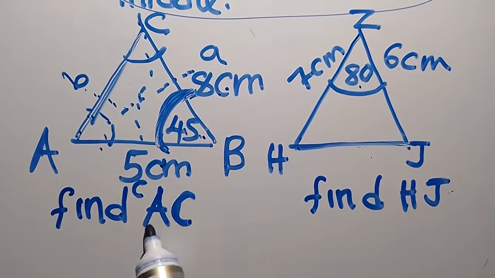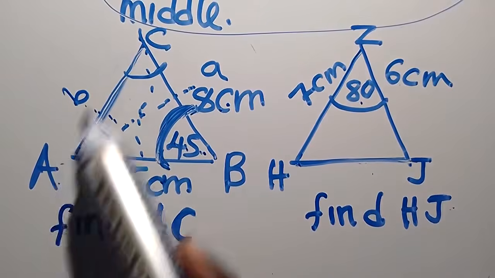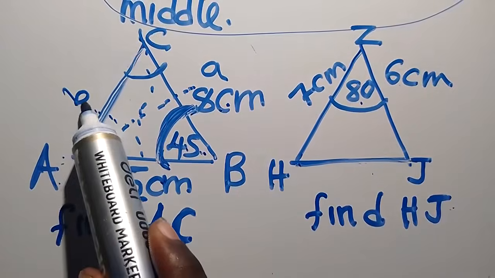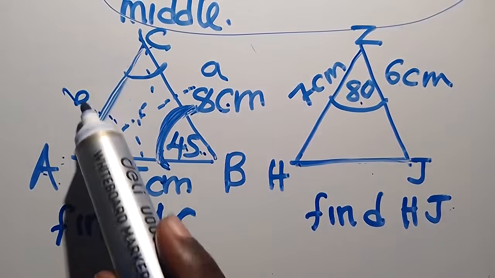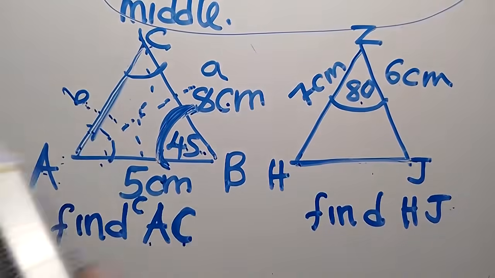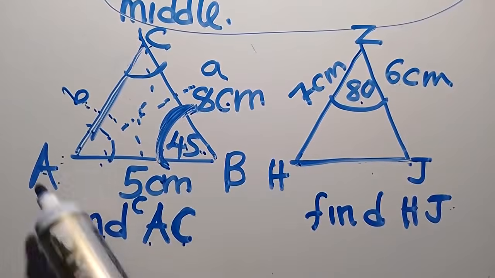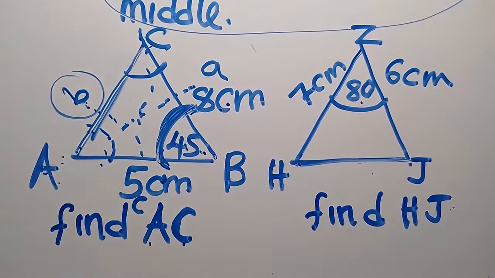So you are told to find AC. Have you seen? Where is AC? AC is here. This is the AC that you are told to find. Since you are told to find AC, the other name for AC is small letter b. So small letter b and AC are just the same. You can start with b, then later on when you are concluding, you can say, therefore AC is equal to that. Or if you want, you can put this one, but I'll go with this. So you can answer it in two ways.